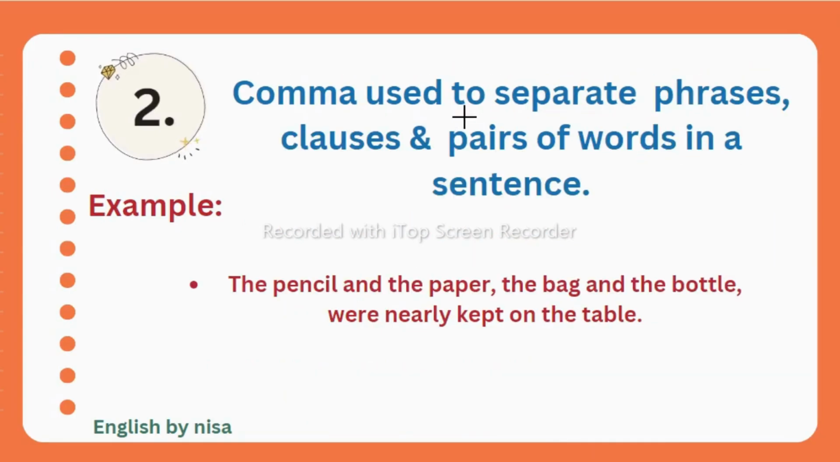See the second rule: a comma is used to separate phrases, clauses, and pairs of words in a sentence. For example, you can see: the pencil and the paper, comma, the bag and the bottle, comma, were neatly kept on the table. So here what are we separating? We are separating the phrases and clauses. Here we have one phrase, the pencil and paper; the bag and bottle is another phrase; and were neatly kept on the table is another phrase. To separate these phrases, we are using commas.